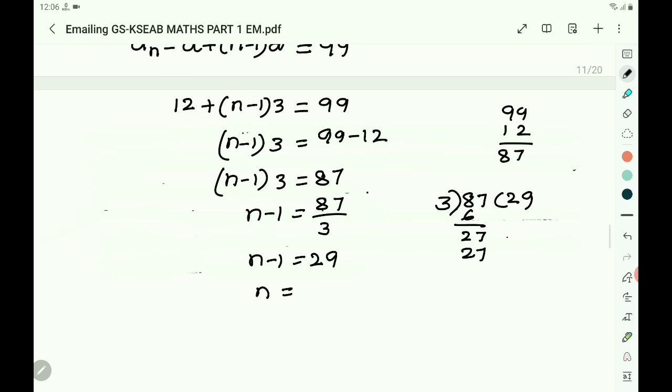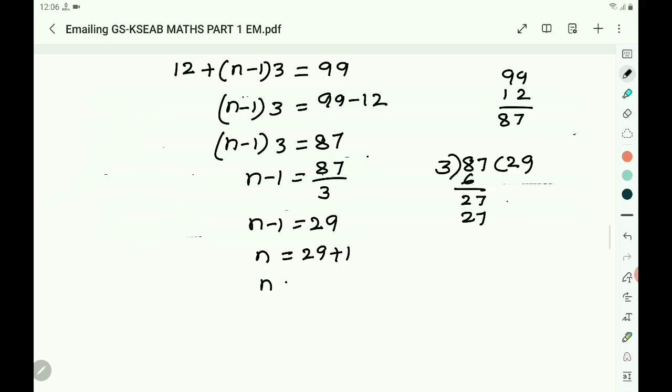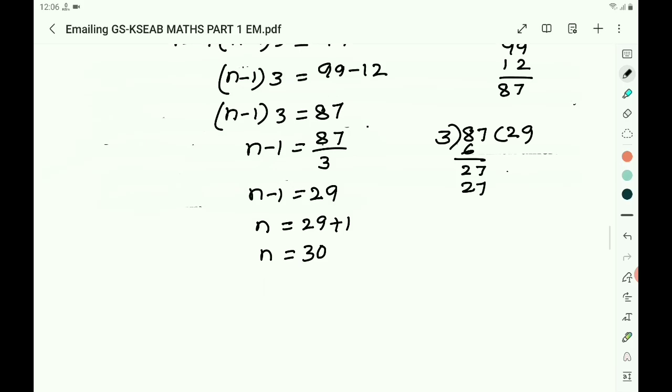Then n equals what? Transfer this minus 1 to the RHS. It becomes plus 1. Then you write n equals 30. How many 2-digit numbers are divisible by 3? 30.